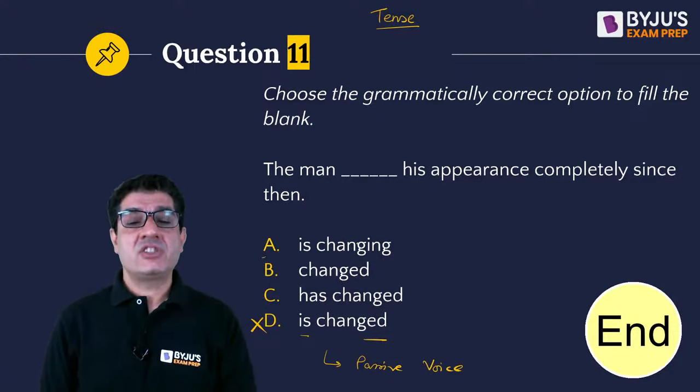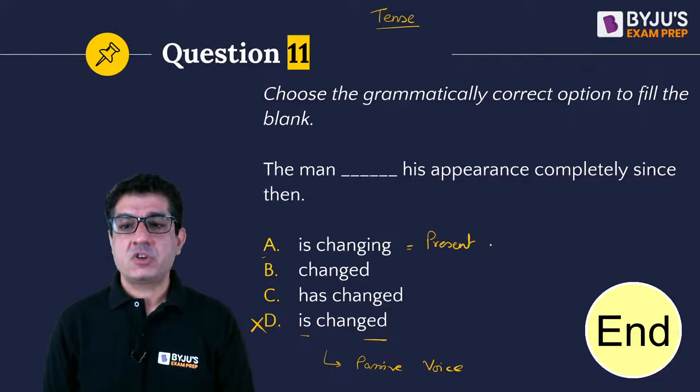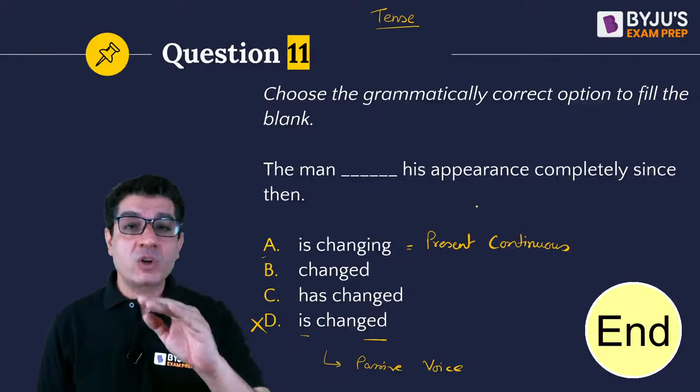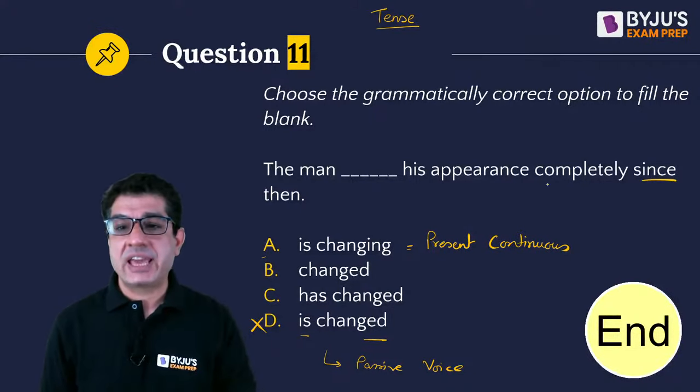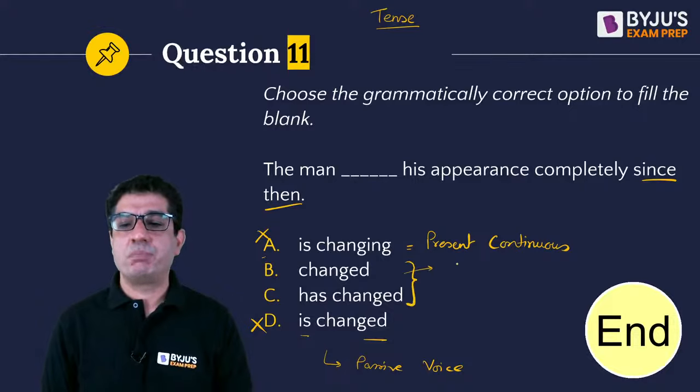Now A, "is changing," is the syntax of present continuous tense. When do we use present continuous tense? We use present continuous when we talk about an ongoing activity of the present, but then it is not an ongoing activity. Notice? So A is also ruled out. That leaves you with B and C, and this is where the real trick lies. So B is simple past and C is present perfect.